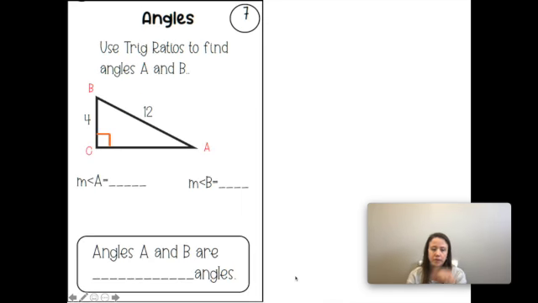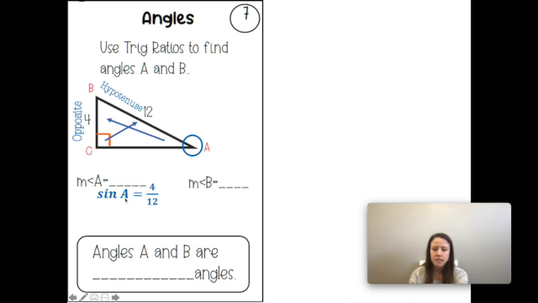All right, two more pages in the book. What about angles? What do we do when we have angles? So I'm wanting to know what angle A is. I know what the opposite is. I know what the hypotenuse is. So I set up the same type of equation. Sine A equals 4 over 12. To get A by itself, I have to do the inverse of sine.